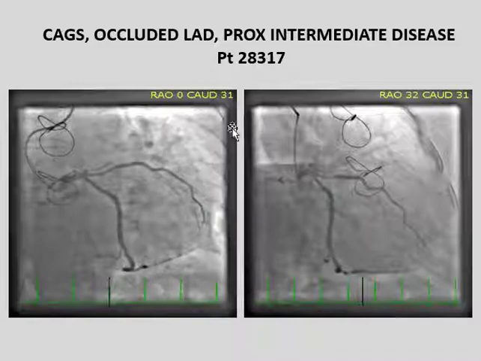You can see it here in 2 slightly different views. Notice the RAO rotation between the left-hand shot and the right-hand shot. In time, you'll become familiar with these orientations.